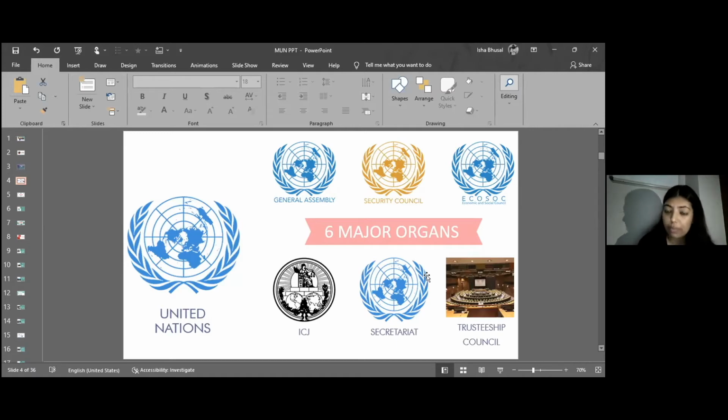Then we have the Trusteeship Council. The Trusteeship Council is not really a part of the UN right now. It's one of the organs of the UN, but it is not in function. It has not been in function since 1994, because the Trusteeship Council's main objective was to provide nations with independence, to free them from their British colonies or French colonies. So therefore, in 1994, when every nation in the world got its independence, the Trusteeship Council did not have much function there. So these are the 6 major organs of the United Nations.